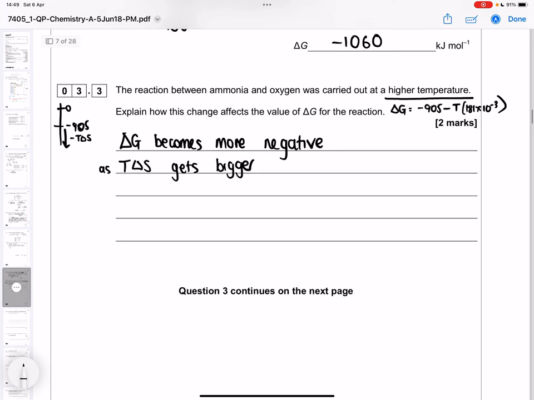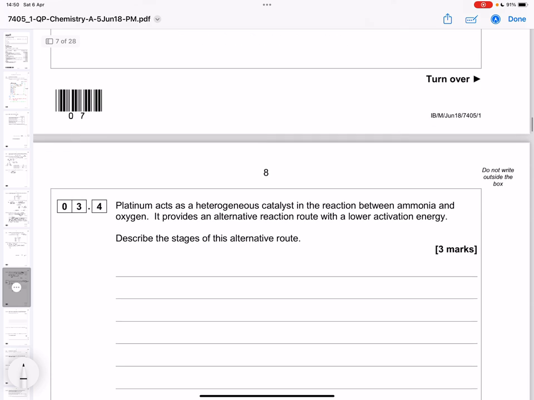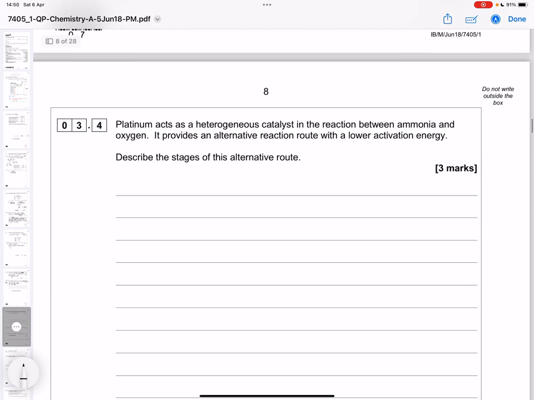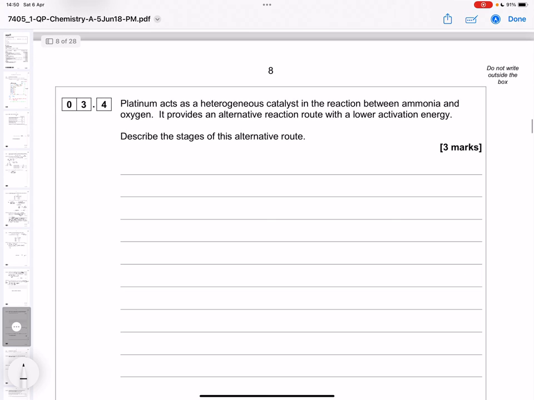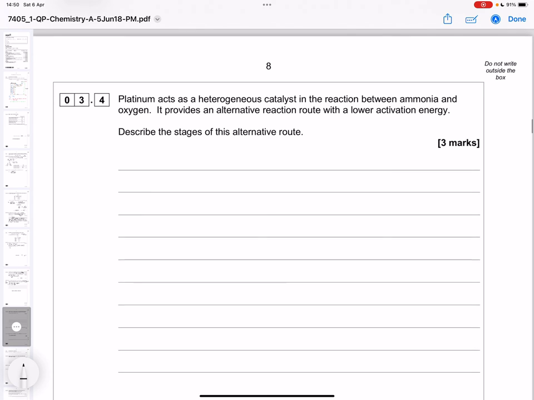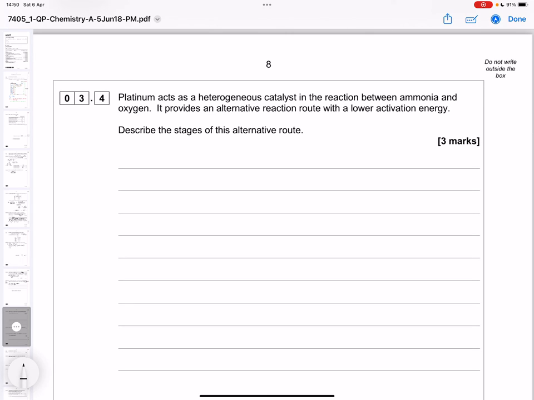The next part of the question is actually not from thermodynamics, more from transition metals. Transition metals, the section on catalysis. Platinum acts as a heterogeneous catalyst, so that's given us a clue. It's a different state to the reactants, ammonia and oxygen. So these were gases, and platinum is a solid. How does this solid provide an alternate route with lower activation energy?